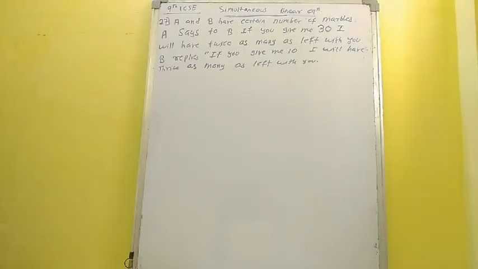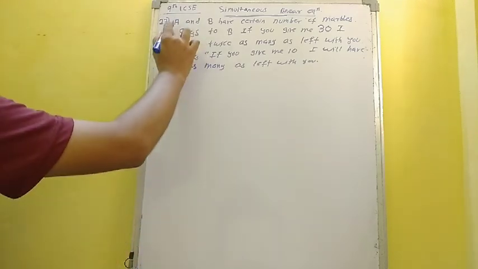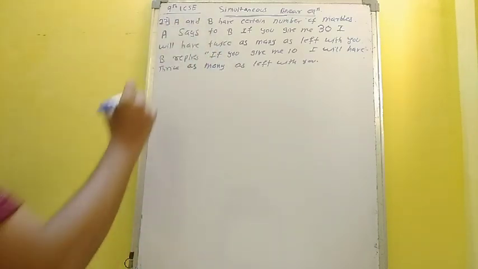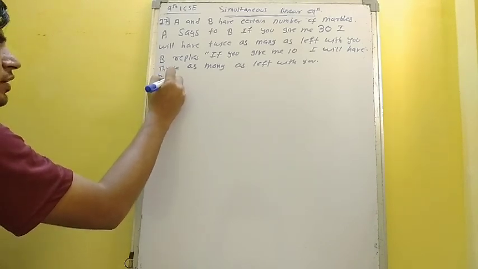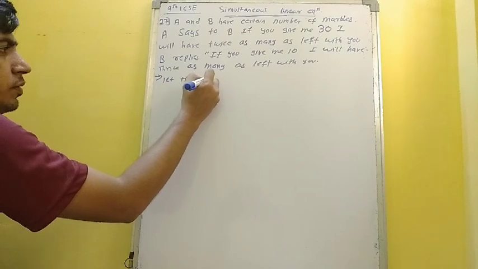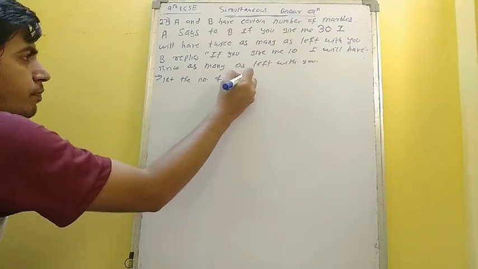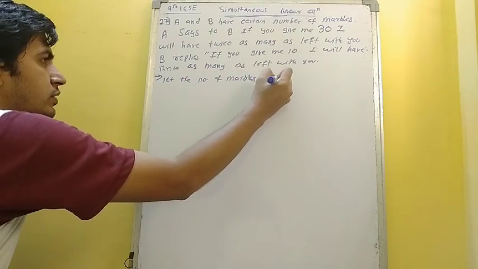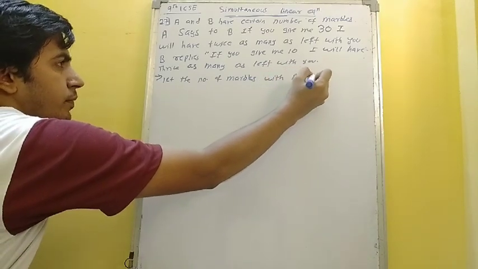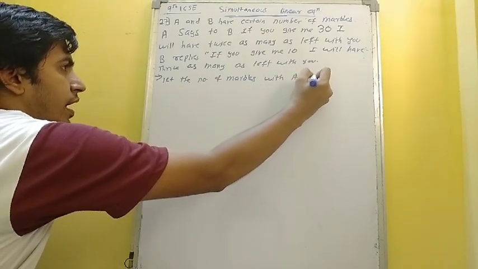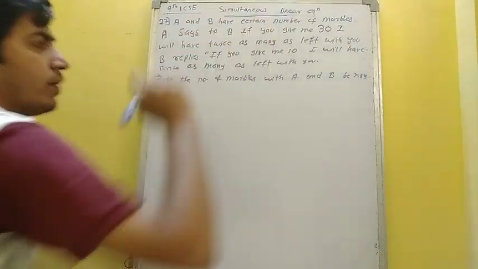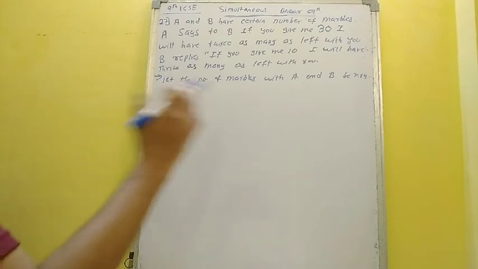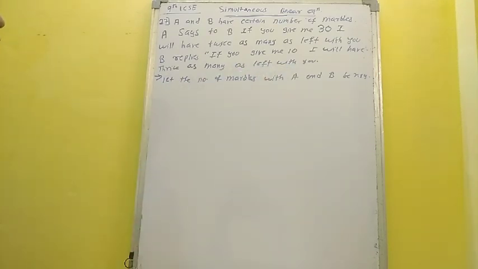Okay, in the 27th question, again it is a type of room question, like the previous one. A and B have a certain number of marbles. So without wasting any second, I'll directly start the sum. Let the number of marbles with A and B be x and y. Okay, the number of marbles with A is x and the number of marbles with B is y.